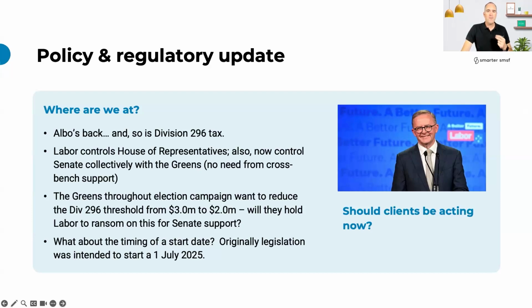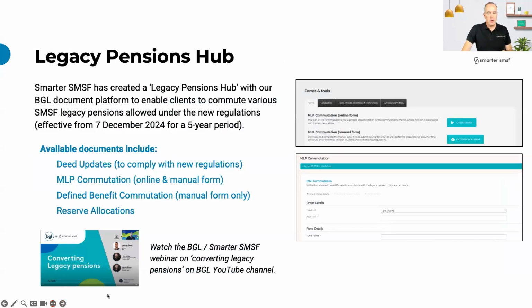It means that if you have an account-based pension, if you have a market-linked pension, if you have a defined benefit pension, all of these pensions are going to have to be valued to their market value at 30 June every year. And this is the premise as to why the government is providing this commutation amnesty to exit market-linked pensions and these complying lifetime and fixed-term pensions.